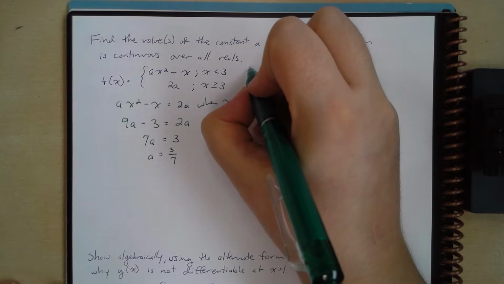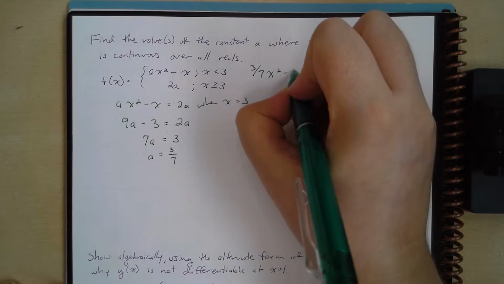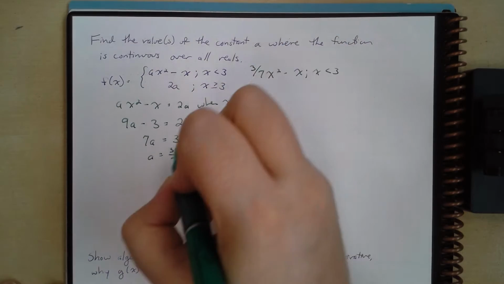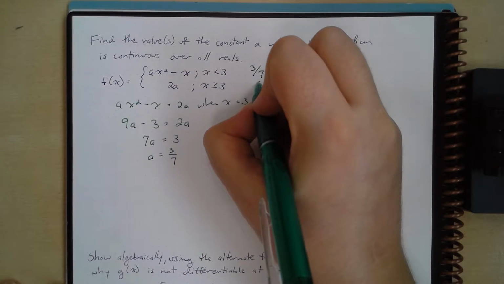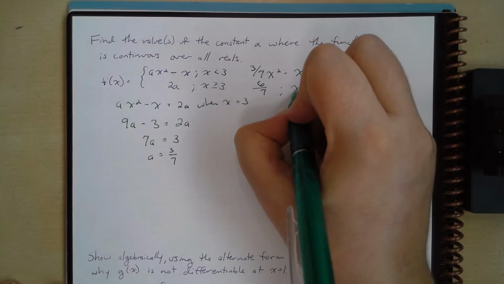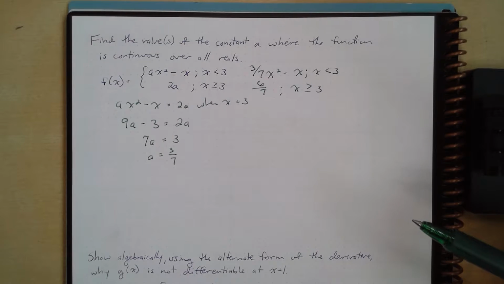And I'm going to rewrite these here. So now I've got 3/7 x squared minus x when x is less than 3, and 2 times 3/7 is going to be 6/7, right? 6/7 when x is greater than or equal to 3. So we found our value, but we need to actually verify that this is true.